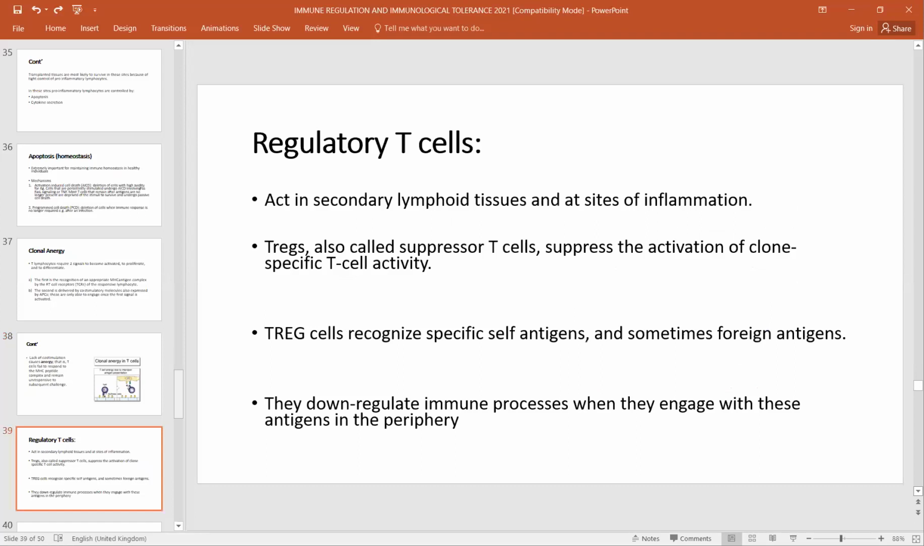And finally, what is crucial here, the role of regulatory T cells. As you read further and as you go through your training in medicine, you'll find out that this is a cell that's attracting a lot of attention, not only in the subject of immunology, but also in terms of immunotherapy. So, T regulatory cells or Tregs or Th3 subclones, previously also called suppressor T cells, suppress the activation of clone-specific T cell activity by secretion of cytokines. T regulatory cells recognize specific self-antigens and sometimes foreign antigens, granted, but they downregulate immune responses when they engage with these antigens in the periphery. And they do that by secreting suppressing cytokines.